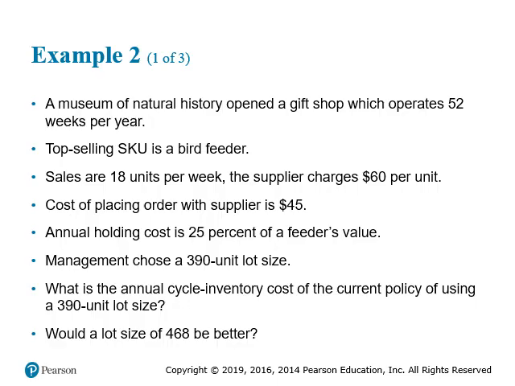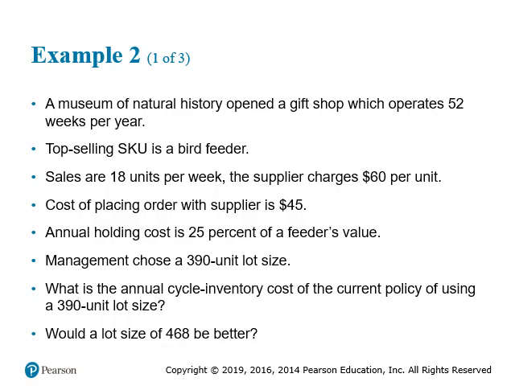So a Museum of Natural History opened a gift shop. It operates 52 weeks a year. Their top-selling SKU is a bird feeder. Sales are 18 units a week, so annual sales would be 52 times 18. This thing is bought for $60 a unit. The cost of placing an order is $45. Holding cost is 25% of the feeder's value, so that would be 60 times 0.25 or $15.